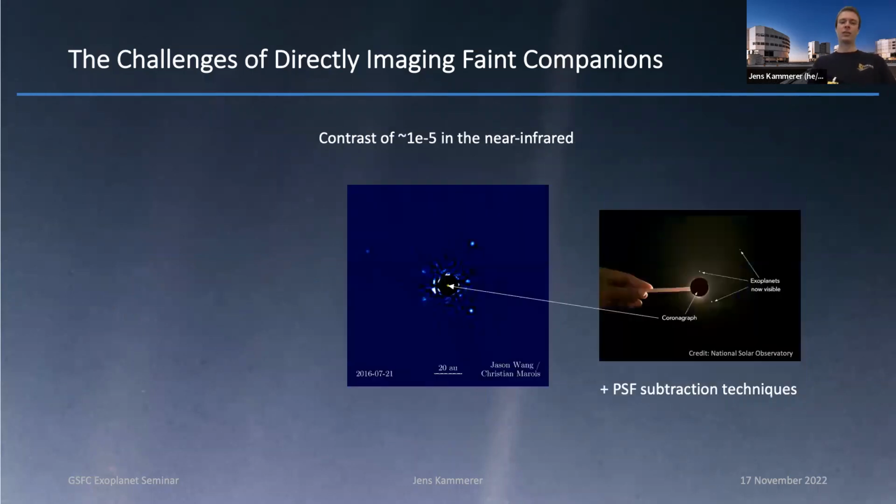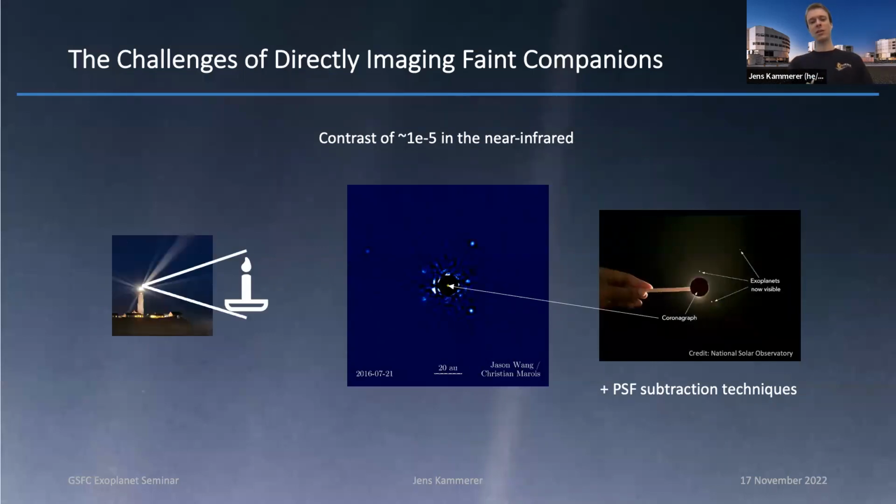The second challenge is the contrast between the faint companion and the host star. So for these young gas giant planets, we're talking about something like 10 to the minus 5. So that's approximately like seeing a little birthday candle next to a lighthouse. If you go to Earth analogs in the habitable zone, like the ultimate goal in the further future, it's more like seeing a firefly next to the lighthouse. So it's another few orders of magnitude more difficult.